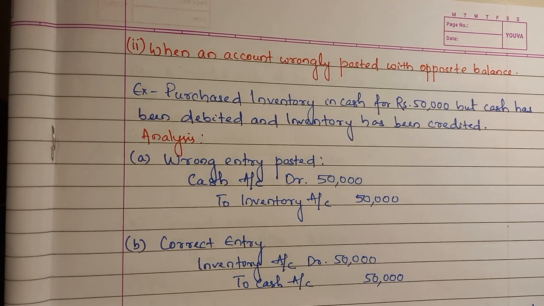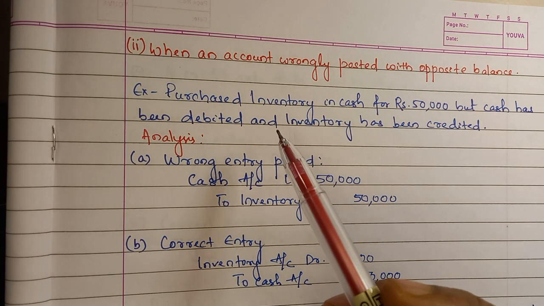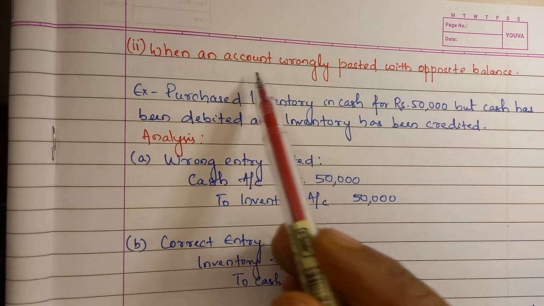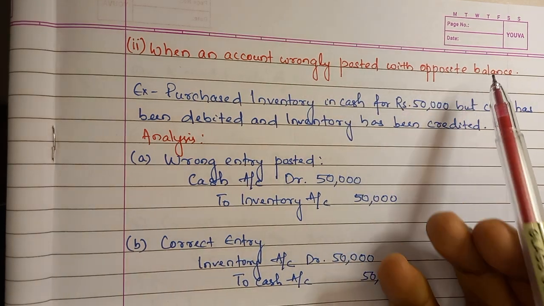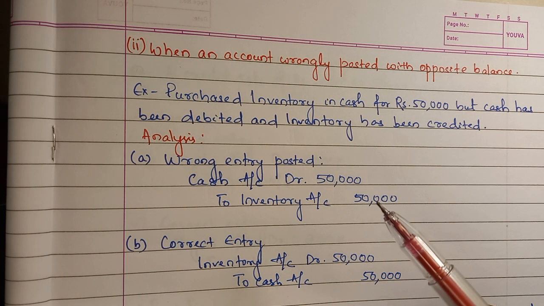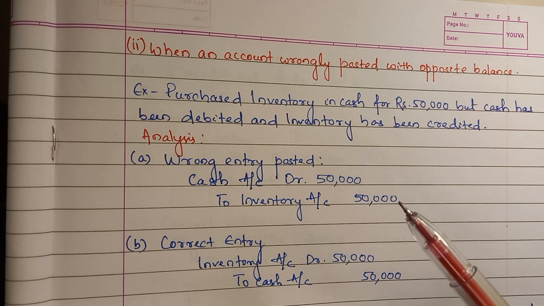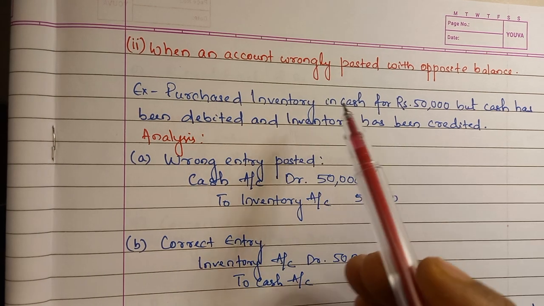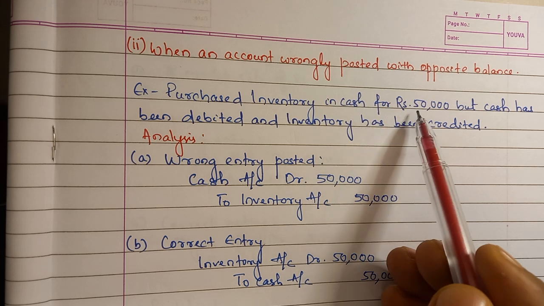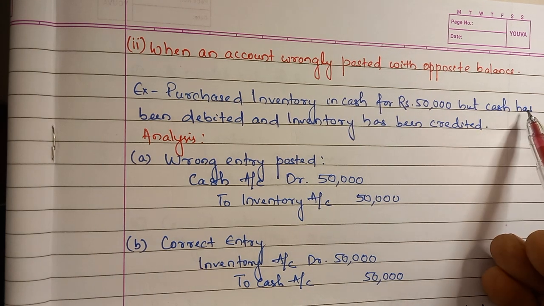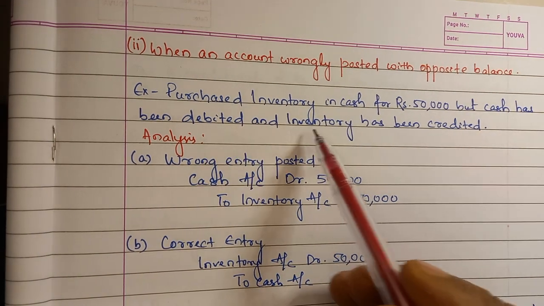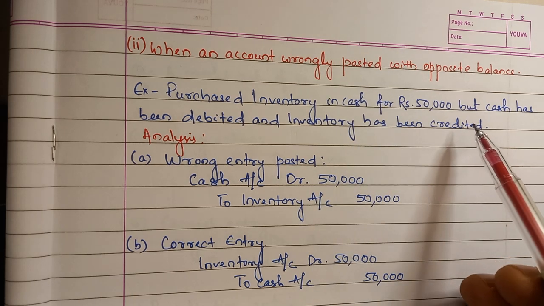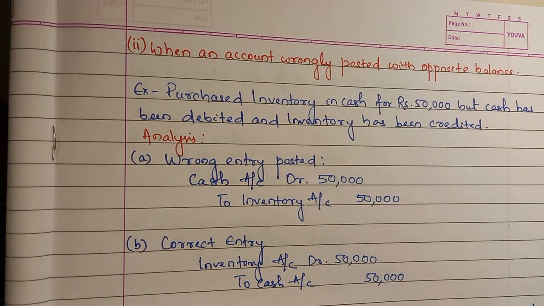Now let's go through the second case. What different types of errors can happen? When an account is wrongly posted with the opposite balance. That means a debit balance has been posted as a credit balance. So let's see one example here. Purchased inventory in cash for rupees 50,000, but cash has been debited and inventory has been credited. So let's do the analysis. What has happened in this case?